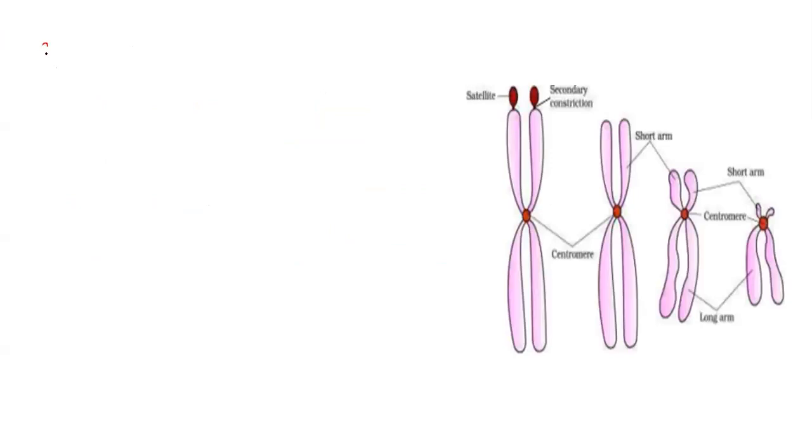Now, coming to chromosomes. Chromosomes are nothing but DNA in packed form, okay? Every chromosome has a centromere, which is a primary constriction, and every chromosome has kinetochores, which are disc shaped. Based on the position of the centromere, there are 4 types of chromosomes.